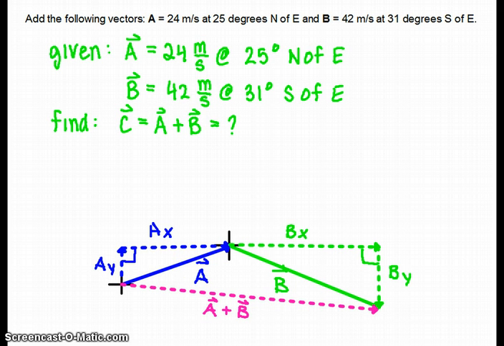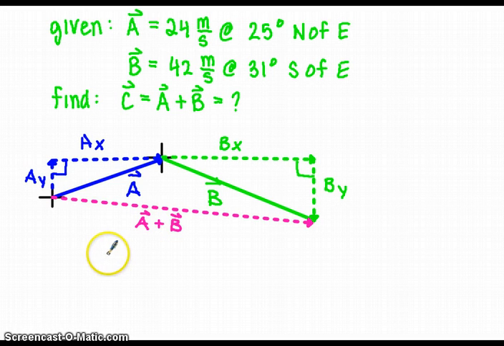Ultimately, when we add the two x vectors together, it will equal the x component of the resultant vector. So Ax plus Bx will equal the x component of A plus B. And then we'll do the same thing with the y vectors. Ay plus By is going to equal the y component of our resultant vector. What we're going to do next is create a table where we calculate each vector's x and y components.